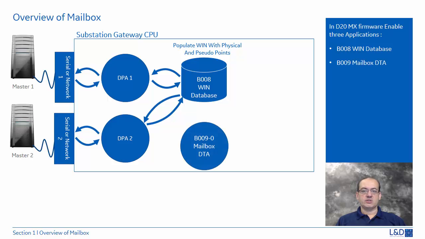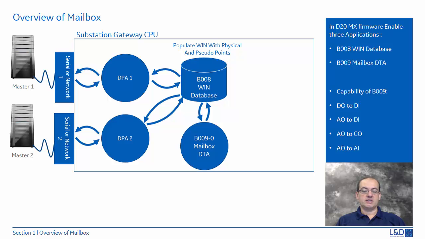So the second application we need to enable is B009, which is your Mailbox DTA, or Data Translation Application. The capability of Mailbox DTA is it can change a digital output to a digital input. It can change an analog output to a digital input. It can change an analog output to a counter. It also can change an analog output to an analog input. Okay? And it will constantly communicate and update its points.